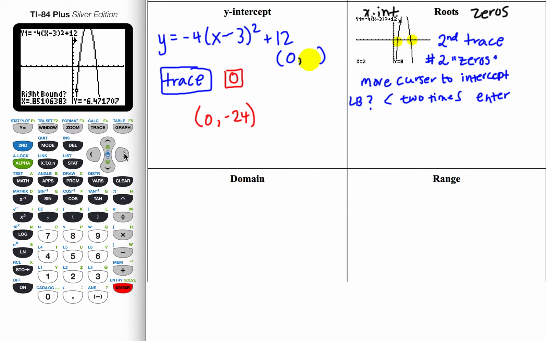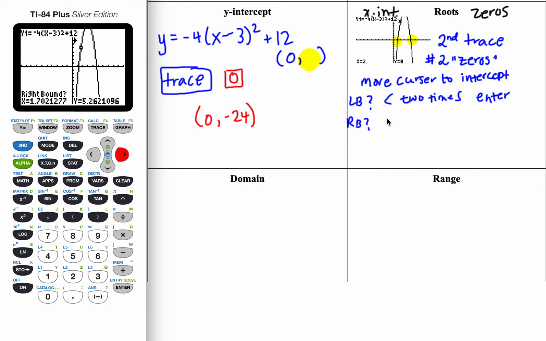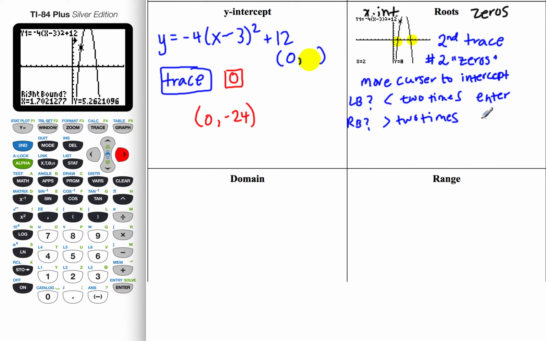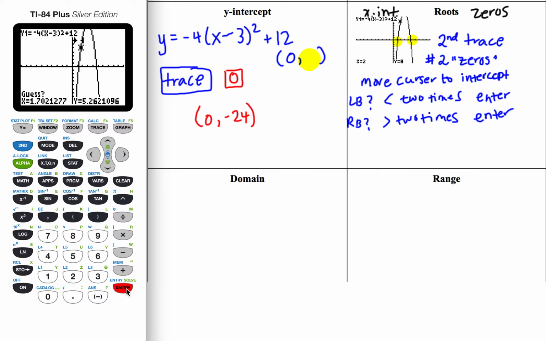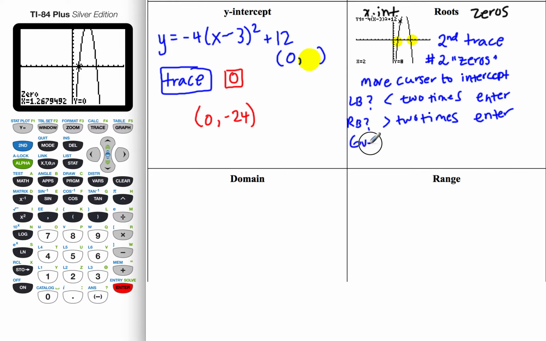And now it's asking for right bound, but before we do that, using your right arrow key, move back over. And then for right bound, once we've moved over, we move to the right 1, 2. We move to the right 2 times again and hit enter. And the guess, you hit enter. So guess is enter, and there is our 0. So we would write this as a coordinate point. 1 point, I'm going to round to our hundredths or 2 decimal places, 27, 0.